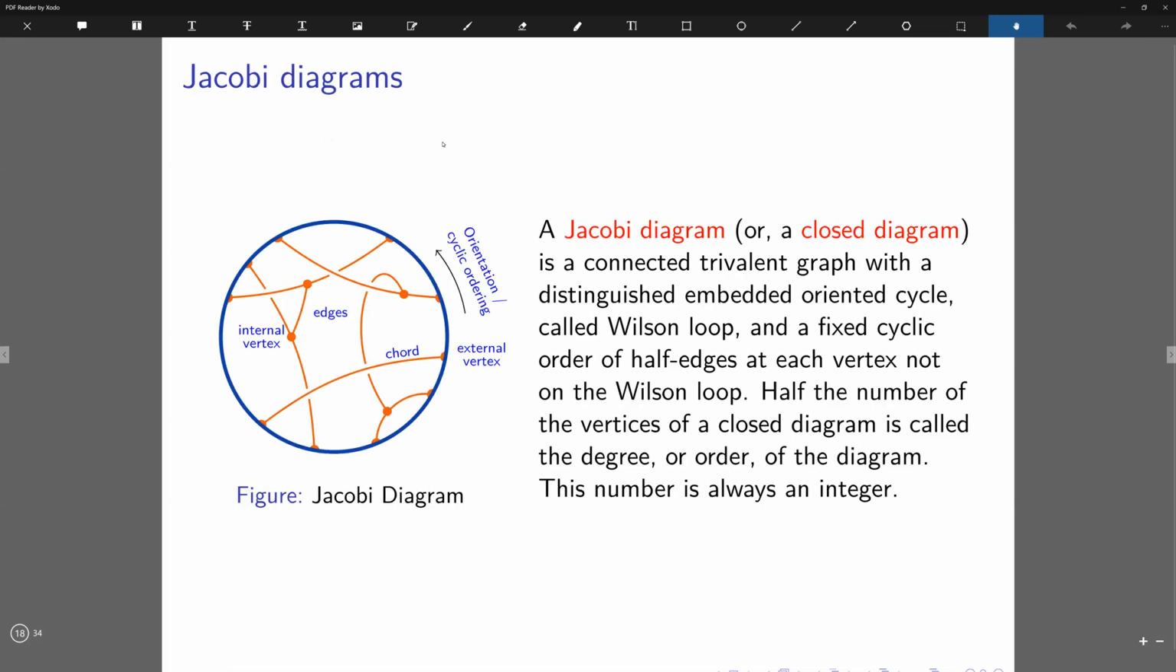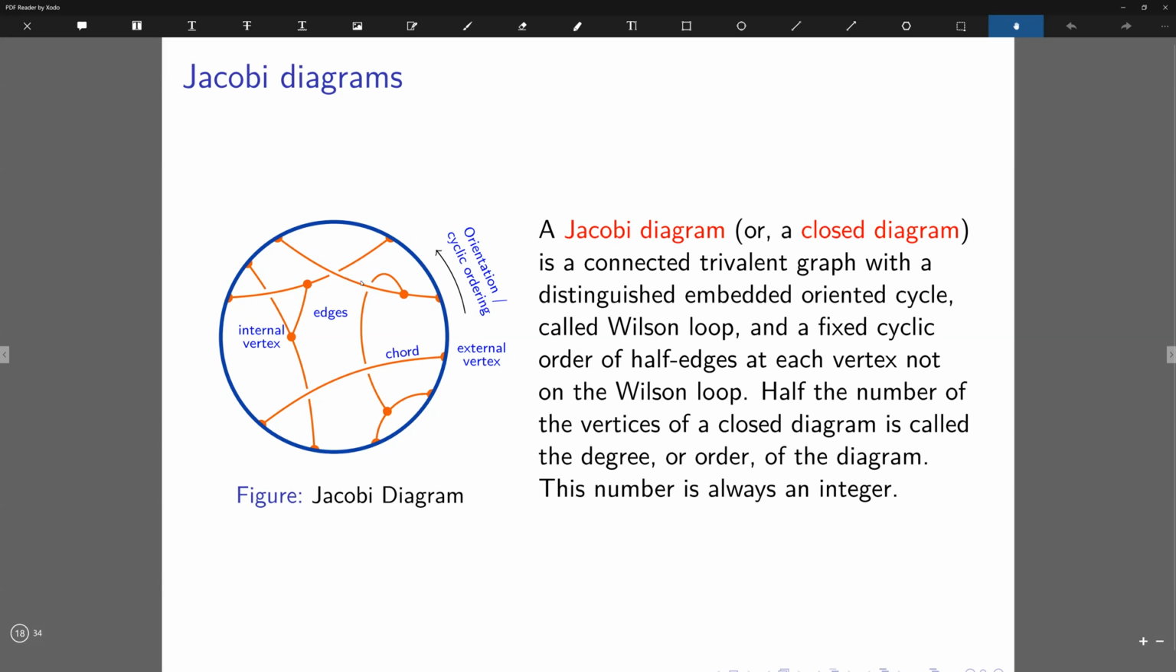And next, I'm going to talk about how I calculate the SL3 weight system for a chord diagram whose intersection graph is the complete bipartite graph K2,N. I need this object, which is called a Jacobi diagram, or you can say closed diagram. So a Jacobi diagram is, I mean, a 3-regular graph, but it has a circle, an oriented circle outside.